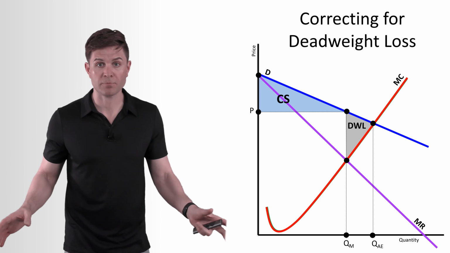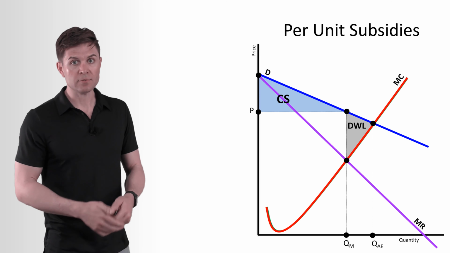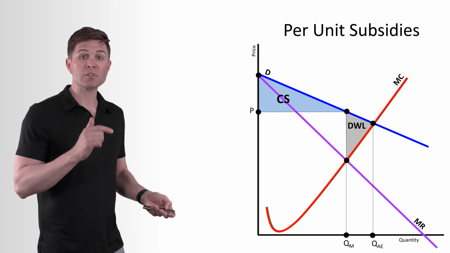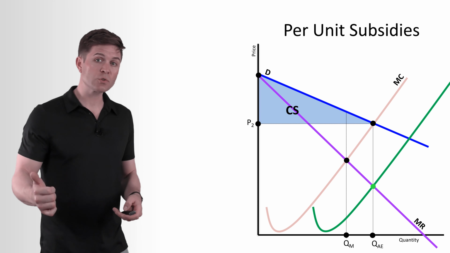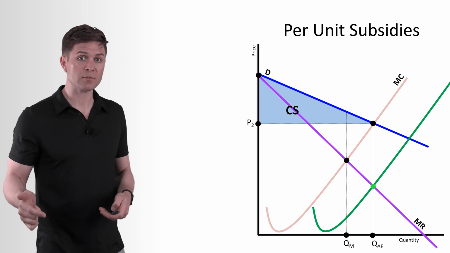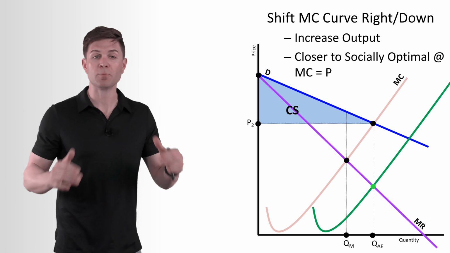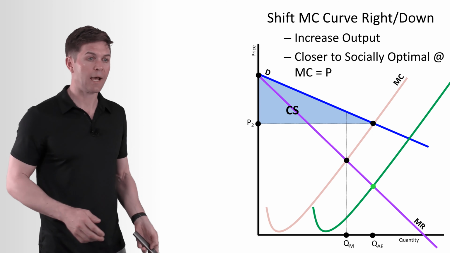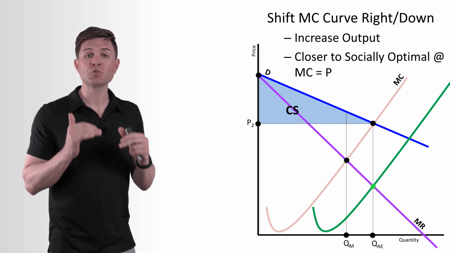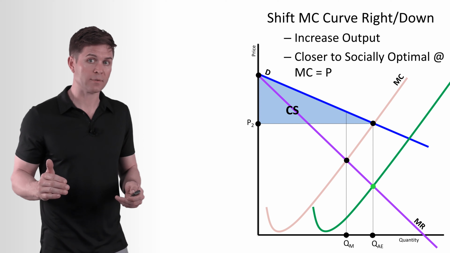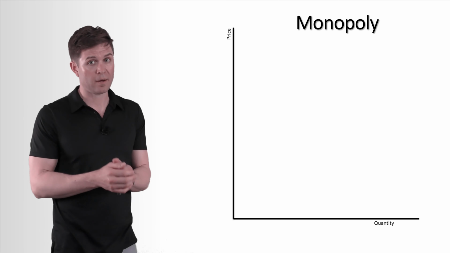Now, how do we correct for it? How do we get rid of the deadweight loss? Per unit subsidies. Per unit subsidies are going to shift that marginal cost curve to the right. It's going to increase the profit maximizing quantity of output, and it's going to get us to that socially optimal MC equals price aspect. In this case, it increased consumer surplus, but it got us to the allocative efficient quantity. It's quite common that the monopoly model is one you need to draw for an FRQ question.